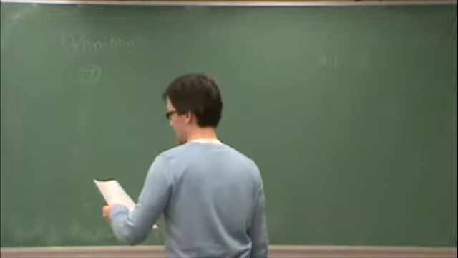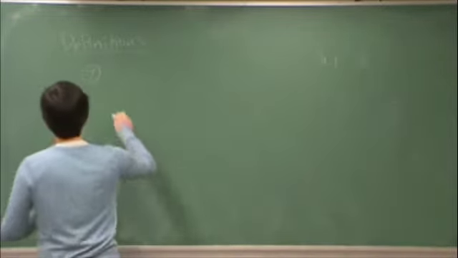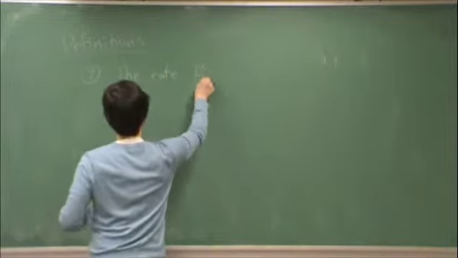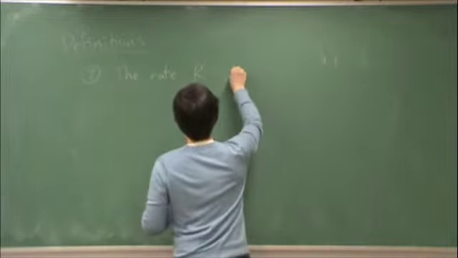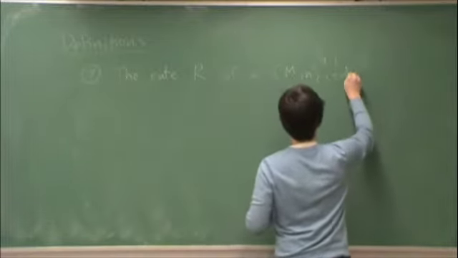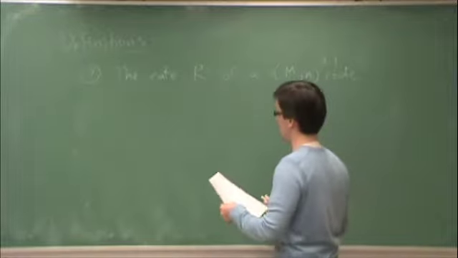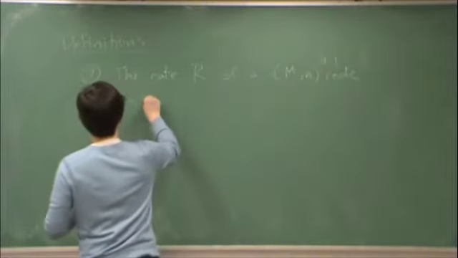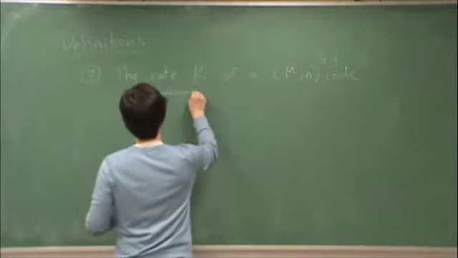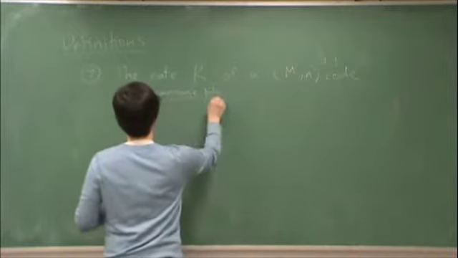There are 9 definitions, we're almost there. The rate R of a capital M, little n code in bits per channel use, excuse me, in message bits per channel use.